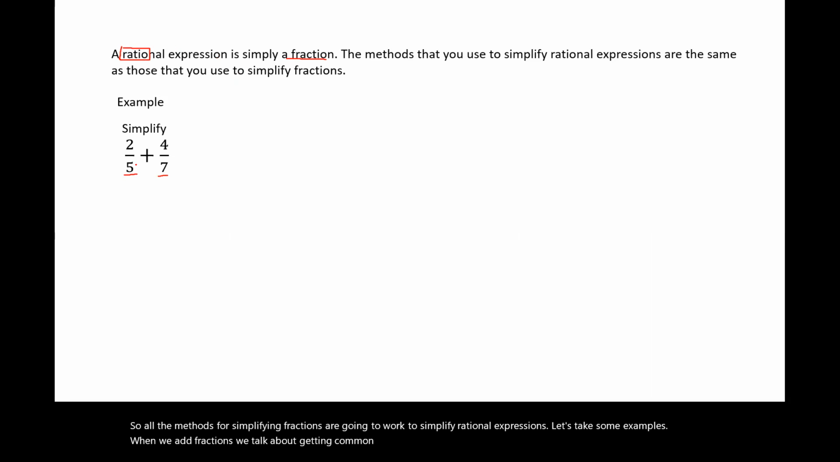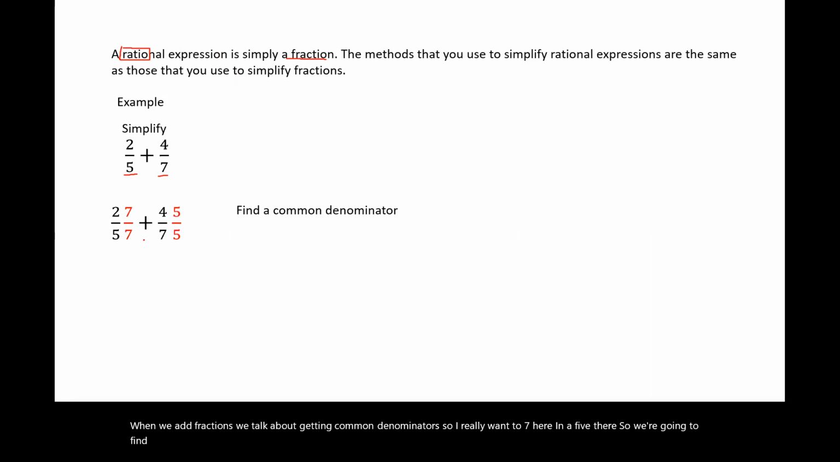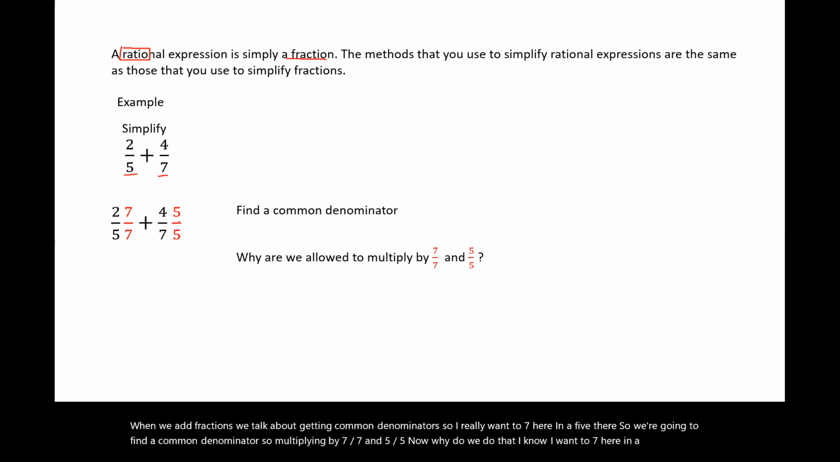When we add fractions, we talk about getting common denominators. So I really want a 7 here and a 5 there. So we're going to find a common denominator. So I'm multiplying by 7 over 7 and 5 over 5. Now, why do we do that? I know I want a 7 here and a 5 there, but why 7 over 7 and why 5 over 5?